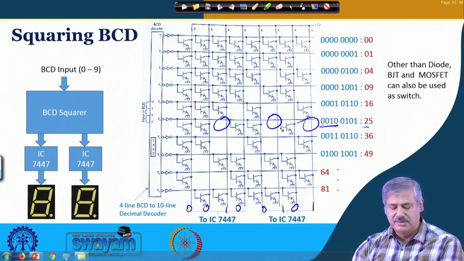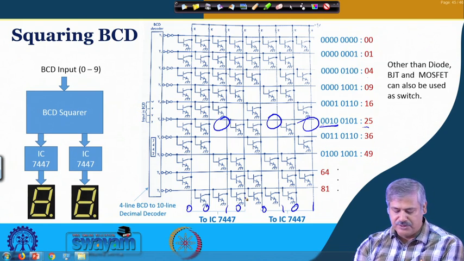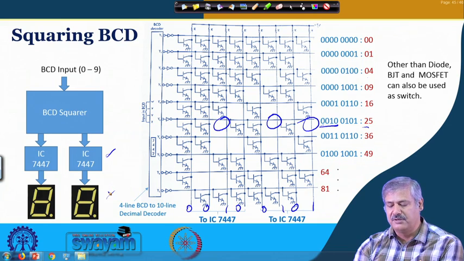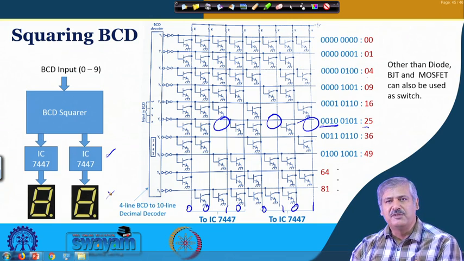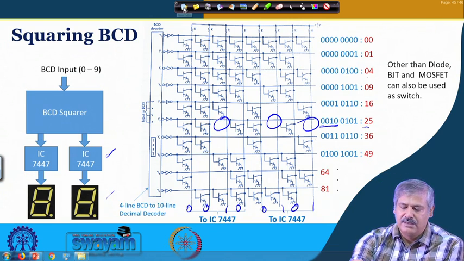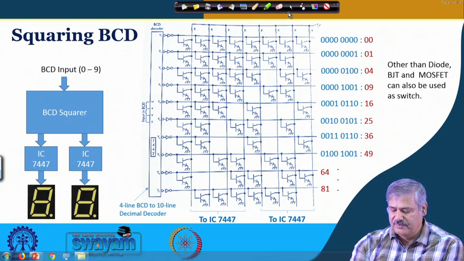Is it fine? And then it is connected to, this line goes to this 7447 and through that to a 7 segment display decoder. So, this way many different kinds of lookup table patterns can be generated and the corresponding circuit can be obtained.